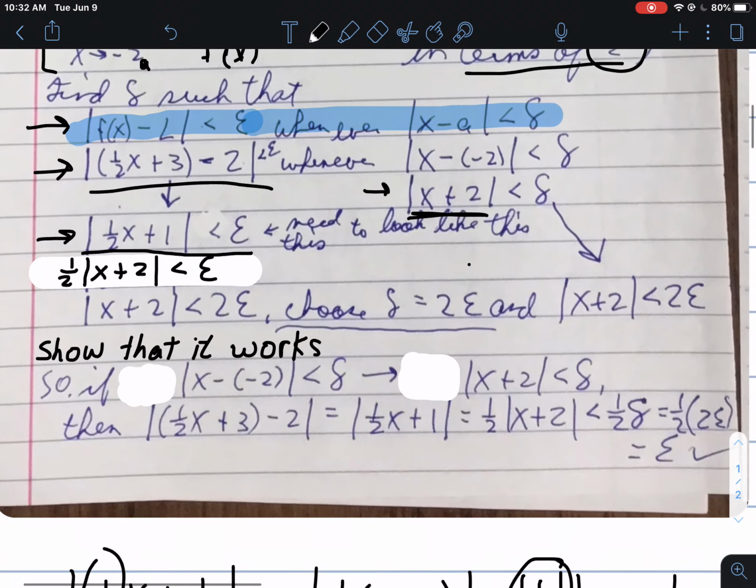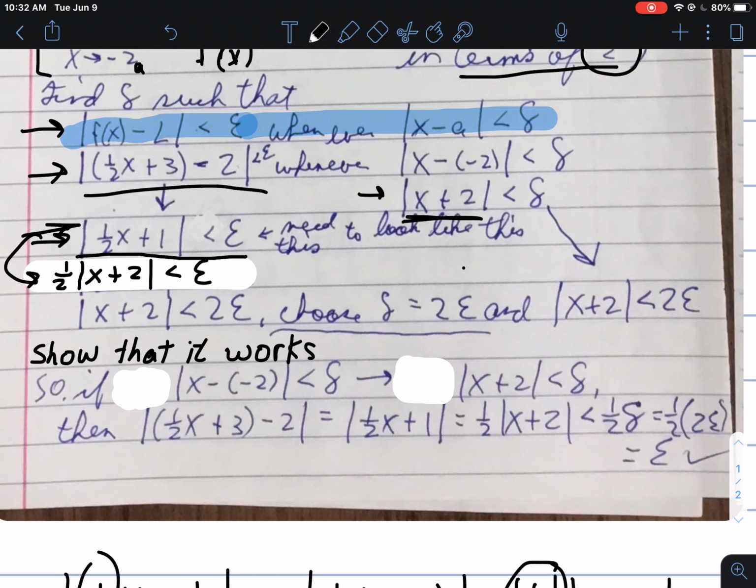So that's how I got from this to this. It's not just a matter of factoring the 1/2 out of the absolute value. It works that way in this case because the 1/2 is a positive constant. In my next example, I'll be a little trickier with the signs on those things. But now that gives me what I wanted. I wanted to turn that into some version of the absolute value of x plus 2. I have that. And now if I solve that inequality for the absolute value of x plus 2, I can tell you that the absolute value of x plus 2 would have to be less than 2 epsilon.